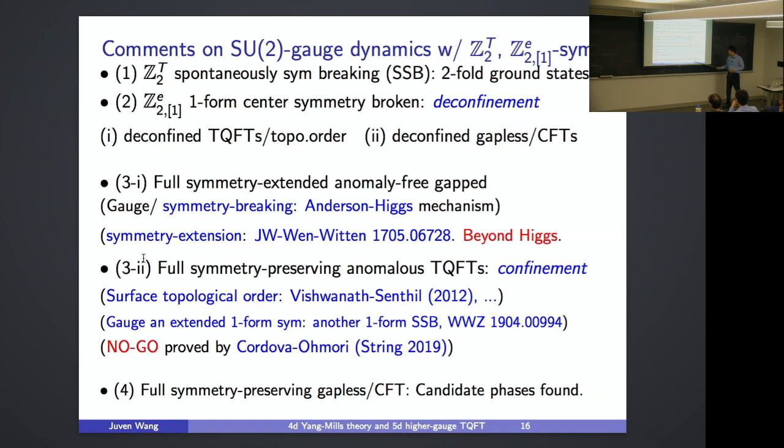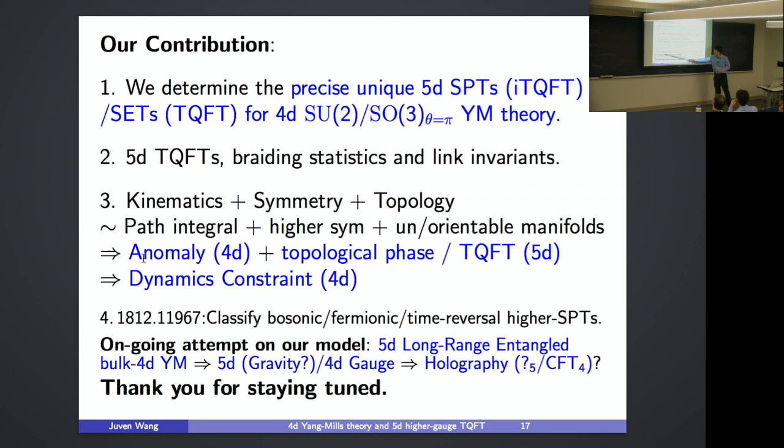Okay, so to end the talk, I show you 1, 2, 3, and we have a following work in which we compute a classification of higher SPTs by some cobordism, and we give some topological terms. And the ongoing attempt for our model is that I like this model very much, and I can change this to a 5D long-range entangled state for the Yang-Mills couple. I don't know how far away these are from something related to higher dimensional long-range entangled states like gravity and gauge theory. And that's something I would like to talk to you about if you have any idea.